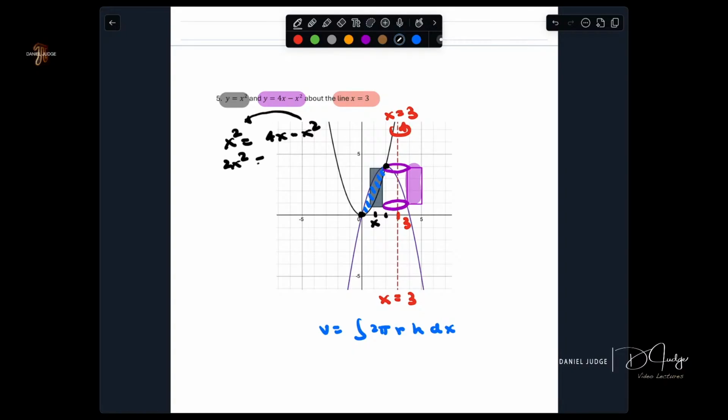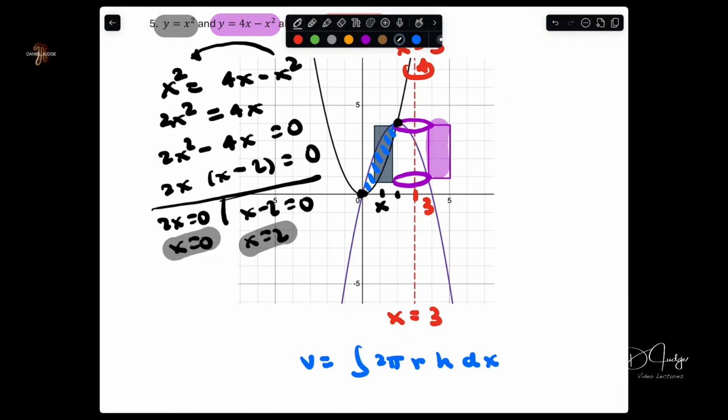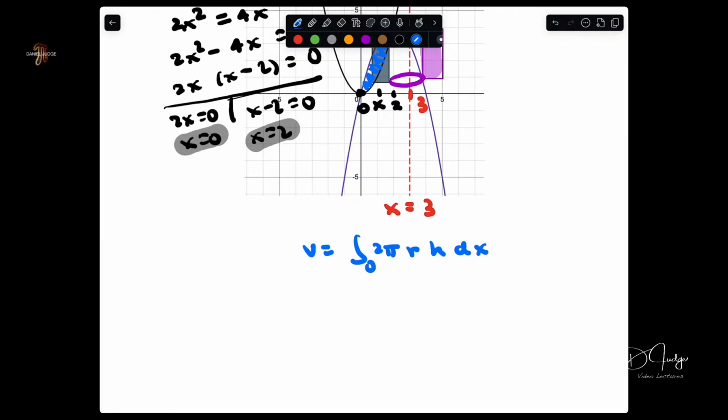Translate: 2x squared is 4x. 2x squared minus 4x is 0. 2x times (x minus 2) is 0. 2x is 0, x minus 2 is 0. This means x is 0, and it means x is 2. All right. So 0 to 2, I just want to let you guys know that these are the x coordinates for this bounded region here. X is between 0 and 2, so our integral would be from 0 to 2.